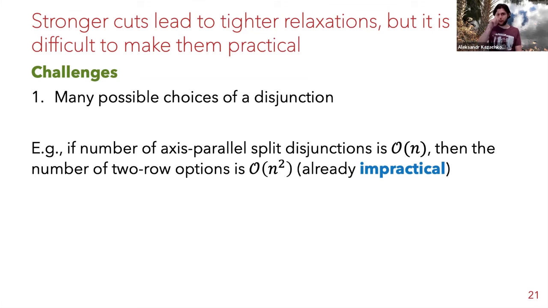But as soon as you have one of those cross disjunctions that I showed, now you have to look at two variable combinations. And now that's an order n squared selection of disjunction. And already for practical purposes, that's way too computationally expensive to look at all of those. Quadratic is still polynomial, but it's just too slow for how integer programming solvers use cuts.